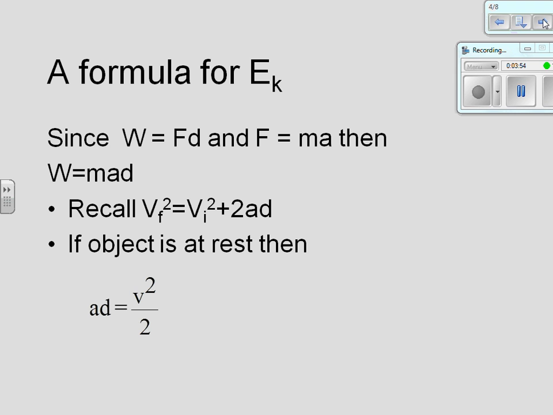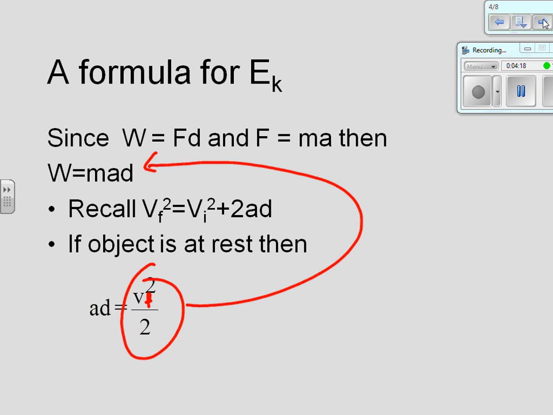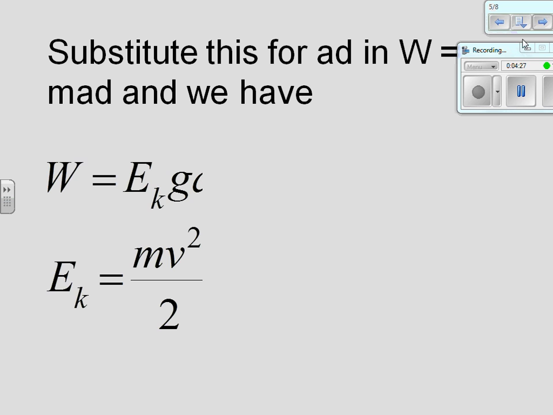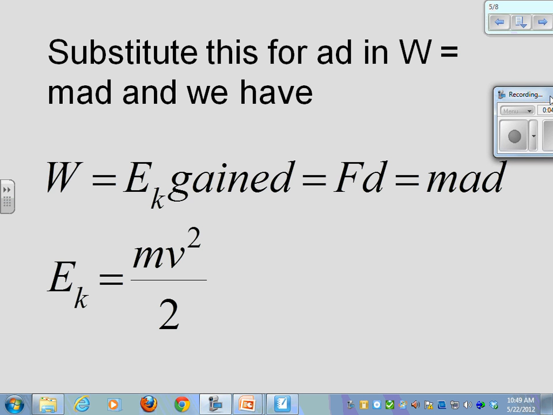Now, this V squared here is the original VF, but we'll just say V. Our final velocity is the velocity at the time that we're talking about. So AD is equal to V squared over 2. Now, I can take this V squared over 2 and replace it. And guess what I get? MV squared over 2. Is that not the formula that the handout just showed us? I think it is. Substitute this for AD, and we get the work done, the kinetic energy gain, is equal to FD, which is equal to mad, or EK equals MV squared over 2.